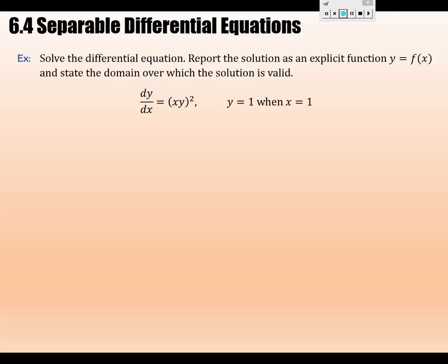By the way, no one expects you to know what this looks like. I just thought I'd share. This time we are actually asking you, please report it as y equals f of x.